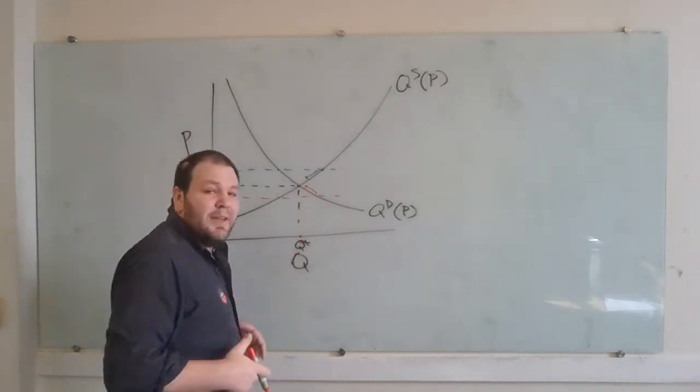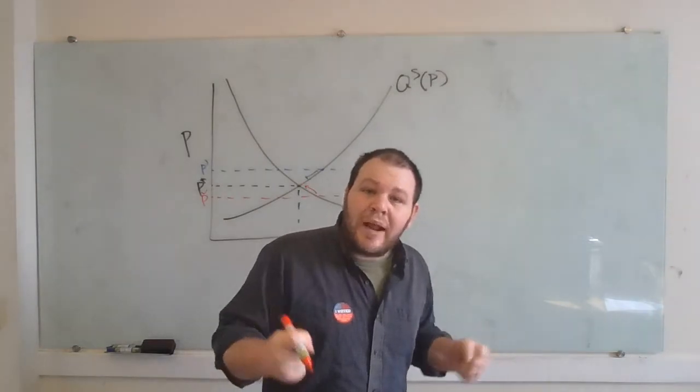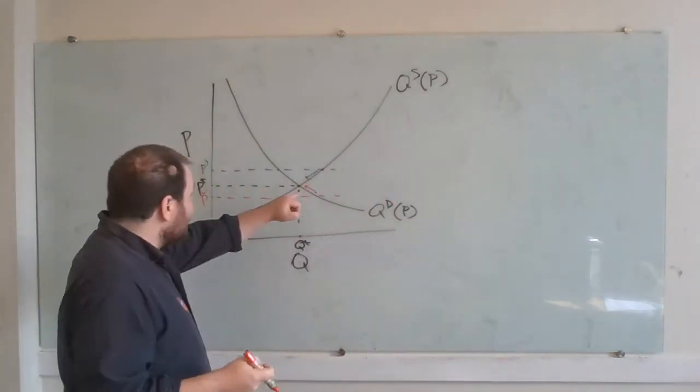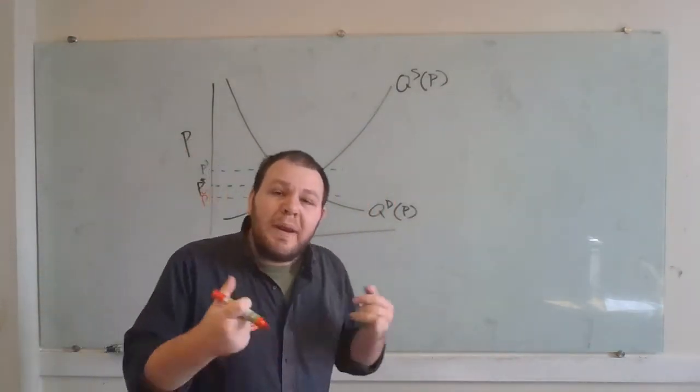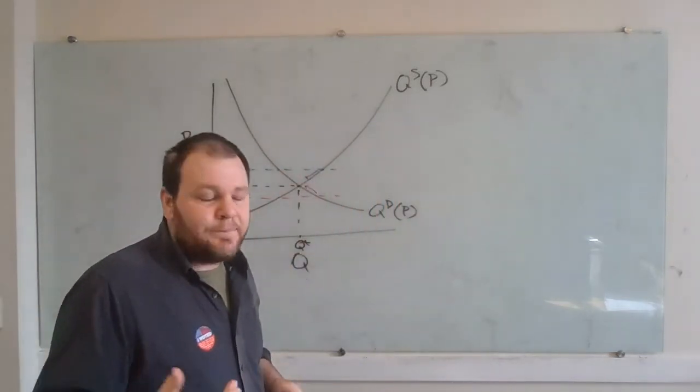If we're at the competitive equilibrium, nobody's walking away from the market empty-handed. Everyone was able to buy or sell as much as they wanted at that price. So nobody's going to be under pressure to raise or lower the price, and the price can be stable.